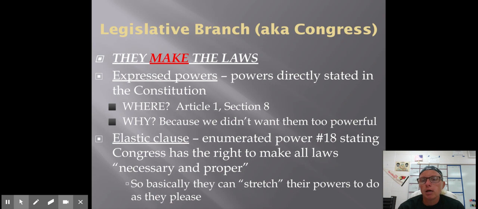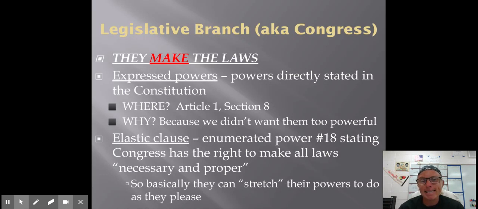They make laws. They have in the Constitution 2 express powers that are directly stated. They are stated word for word about what they're allowed to do besides make laws. In Article 1, Section 8, it gives them a list specifically what they can do because they didn't want them to become too powerful. The more structured something is and the more regulations and rules there are to follow, the less power a group can have.